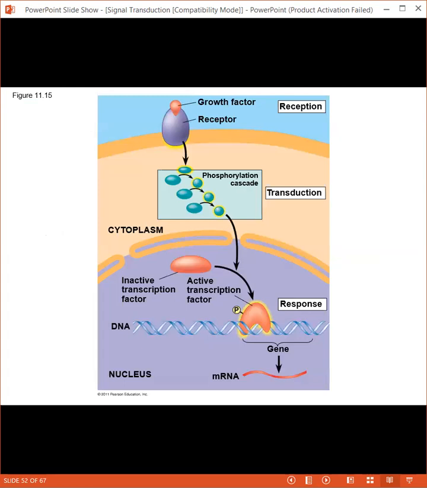Okay, so this we have already discussed, how the cell signaling is happening through the reception and transduction and then response mechanism. So this is a summarization of the three steps of the cell signaling pathway: reception, transduction, and cell response.